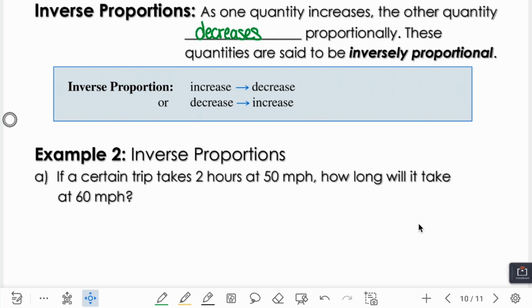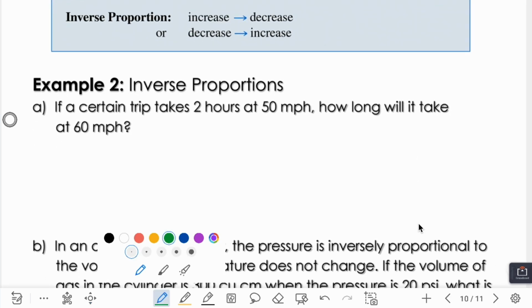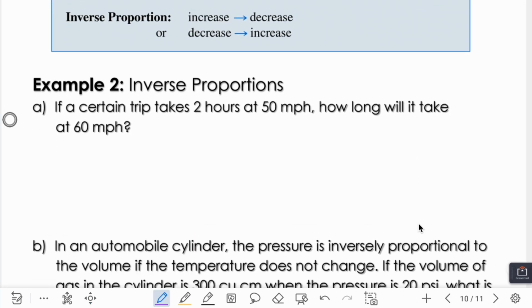So for this first one, it says, if a certain trip takes 2 hours at 50 miles per hour, how long will it take at 60? We know this is an inverse proportion because if you increase the speed that you're going, it's going to take less time to get somewhere. If I'm running late, we tend to speed up a little bit because we know that's going to cut our trip down. So I'm increasing my speed but decreasing the time it takes to cover my mileage. That's where this is an inverse proportion.